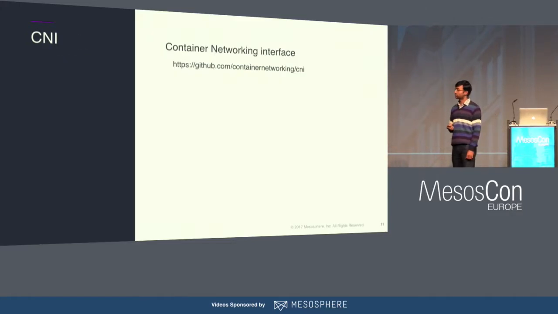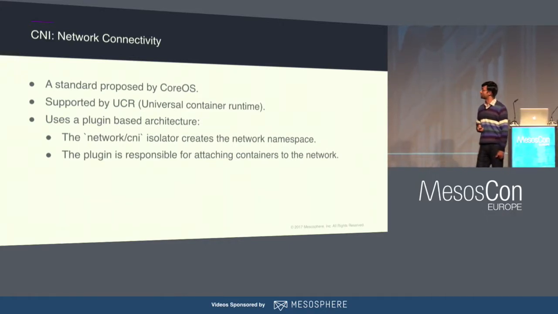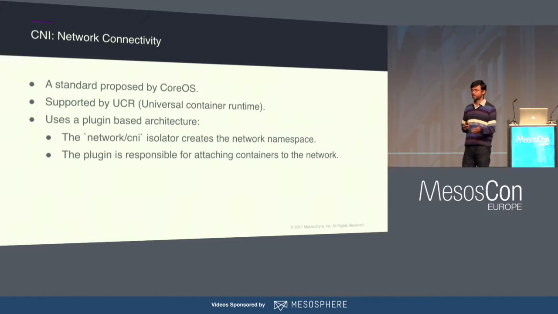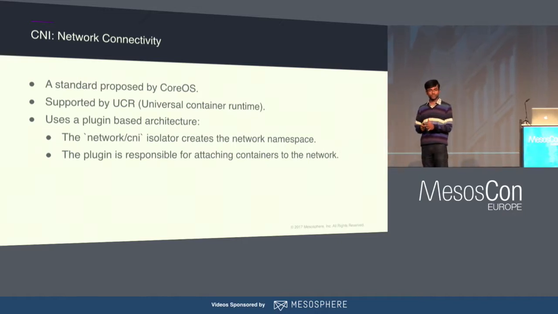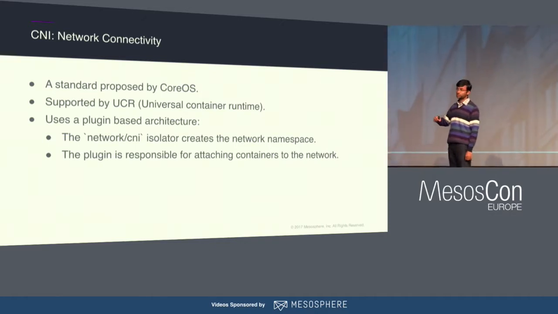Starting with the Container Networking Interface. This is something proposed by CoreOS, and now it's adopted by the CNCF. As I was saying earlier, UCR has native support for this. The way it works is there is an isolator in Mesos, which is the network CNI isolator. It's responsible for creating the network namespace for a particular container. Then it invokes a CNI plugin, which is sitting on each agent at a predefined location, and gives this network namespace to that plugin. The plugin does the actual work of connecting the network namespace of the container to the host and provides the connectivity that way.